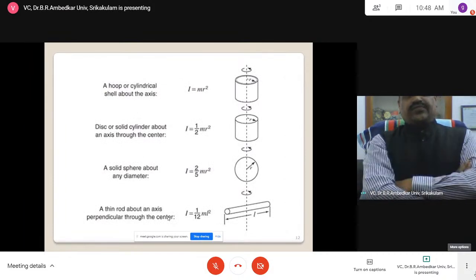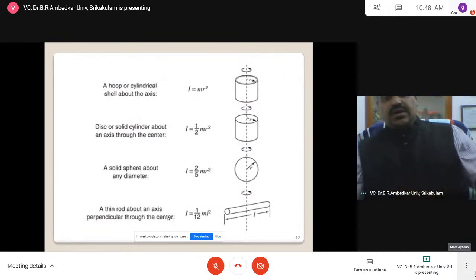For a thin cylindrical shell with small thickness and radius R, I is equal to mr square. For a solid cylinder, this is half mr square. That is the difference between a cylindrical shell and a solid cylinder. A sphere has 2 by 5 mr square. This is how to calculate the moment of inertia.